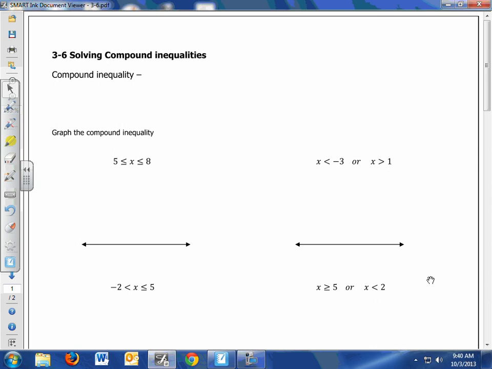Compound inequalities and solving compound inequalities. What do we think a compound inequality is? You can kind of tell just by looking at these notes. Miss Whitehead, what do you think? Yeah, we got two inequalities in one. Now, compound means like multiple, so we could have more than two, but typically in algebra you only see two.